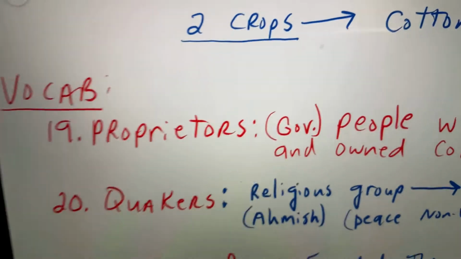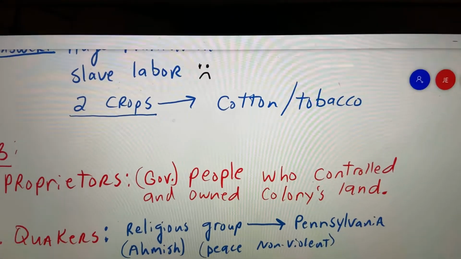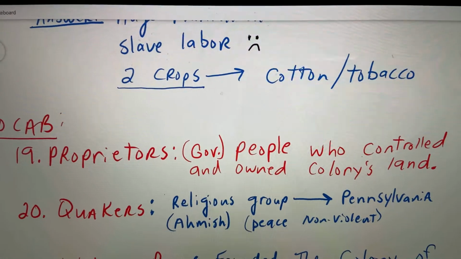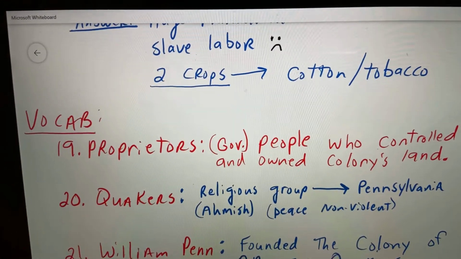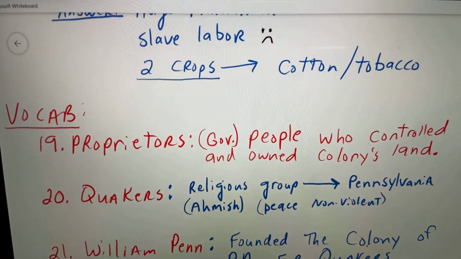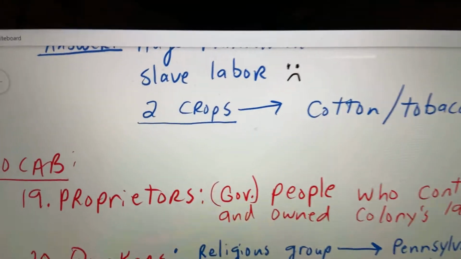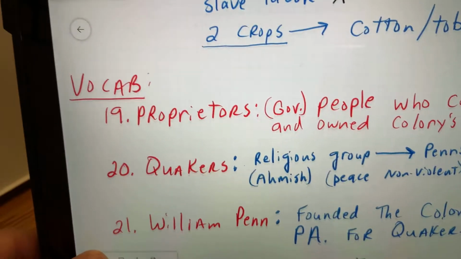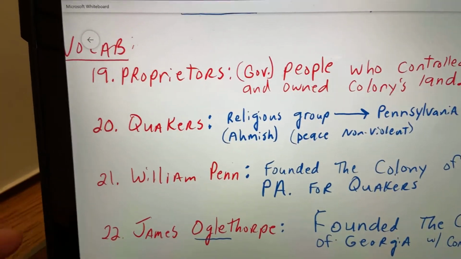So proprietors are the governor. These were the people who not only owned the colony, but controlled it as well. So yes, there was a proprietor of South Carolina. There was a proprietor of Pennsylvania, which was William Penn. There was a proprietor of Virginia. Now let's talk about William Penn, because he established Pennsylvania for this other religious group known as the Quakers.